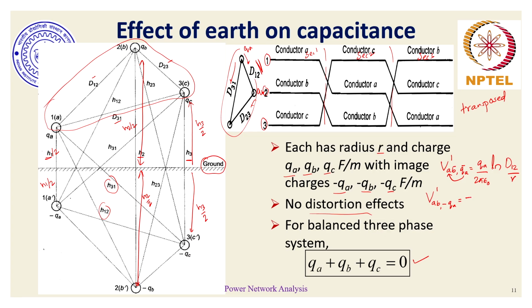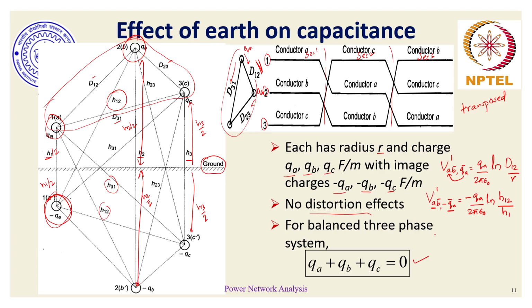So our expression becomes minus QA by 2 pi epsilon naught with natural log. The first numerator should be the distance between minus QA and B. If we look at minus QA, it is sitting over here. B is at this position over here. The distance is H12. So natural log of H12 divided by the distance between minus QA and A, which is the distance between these 2 points, which is H1.